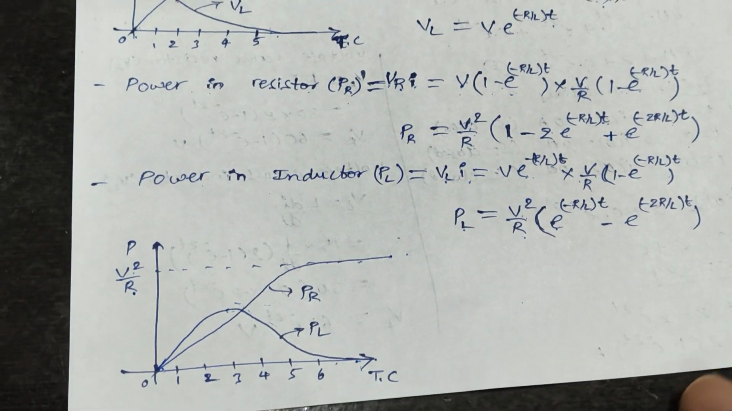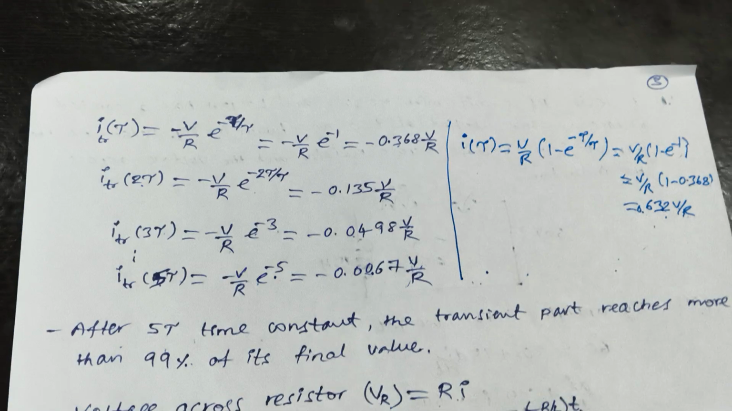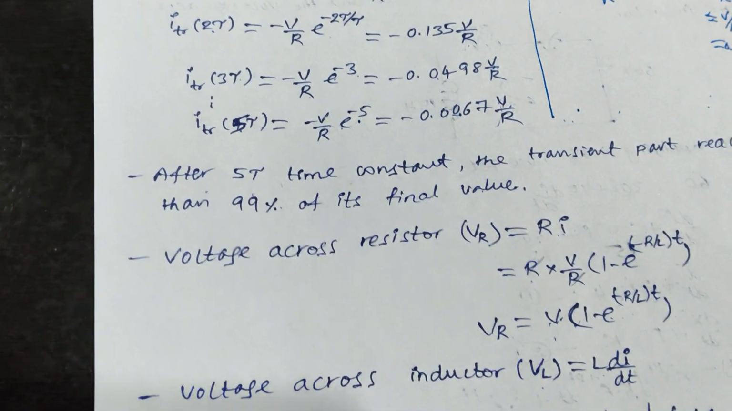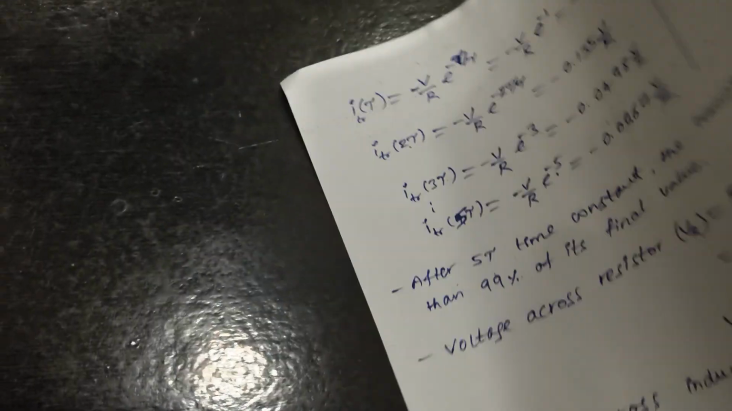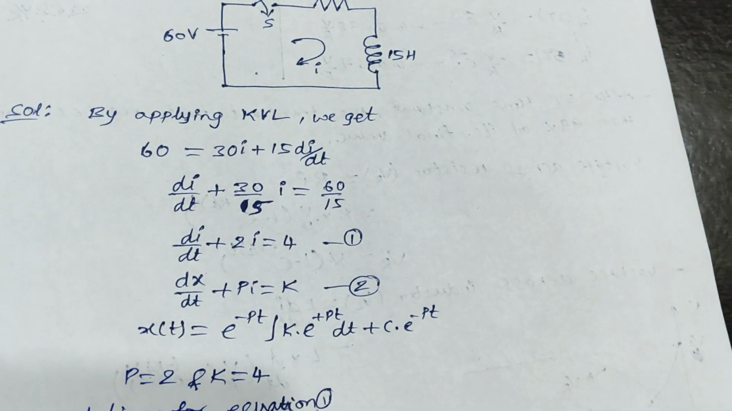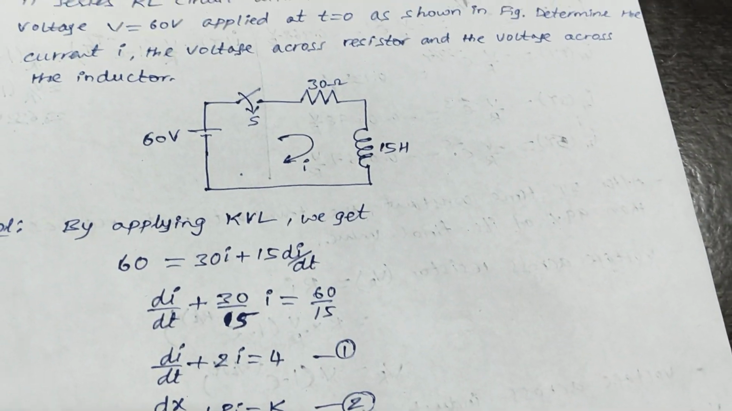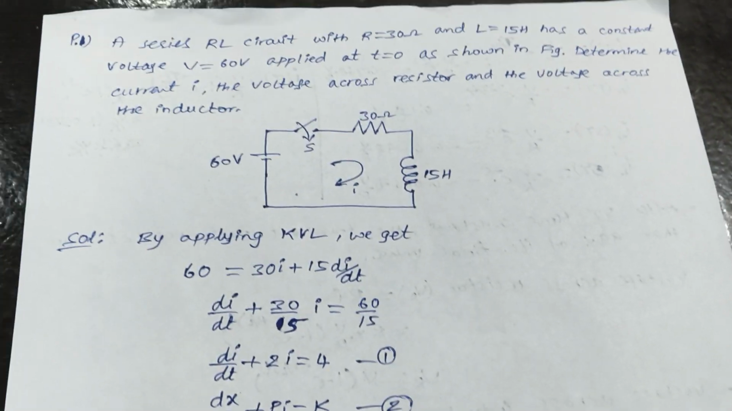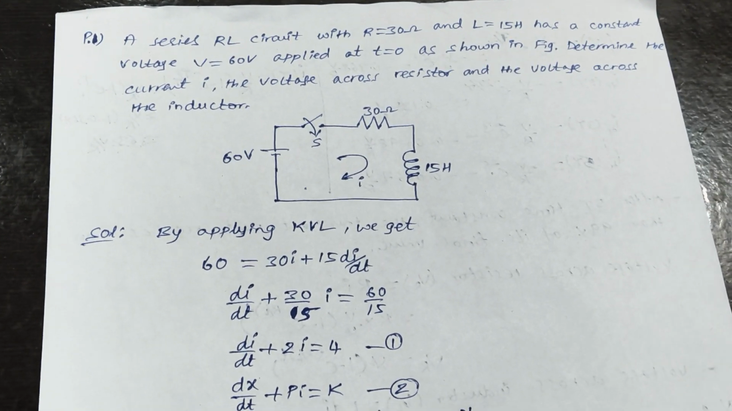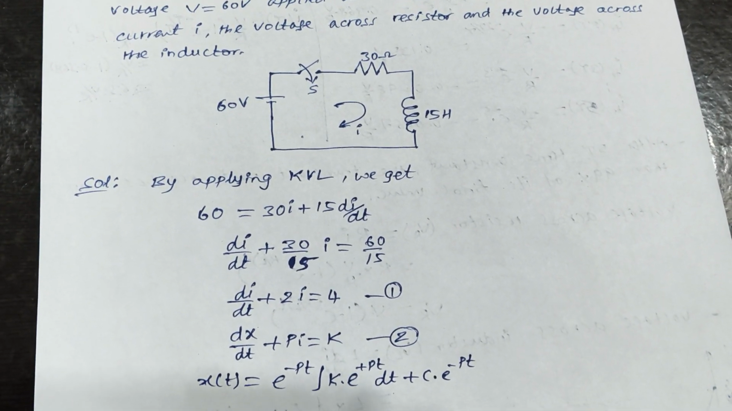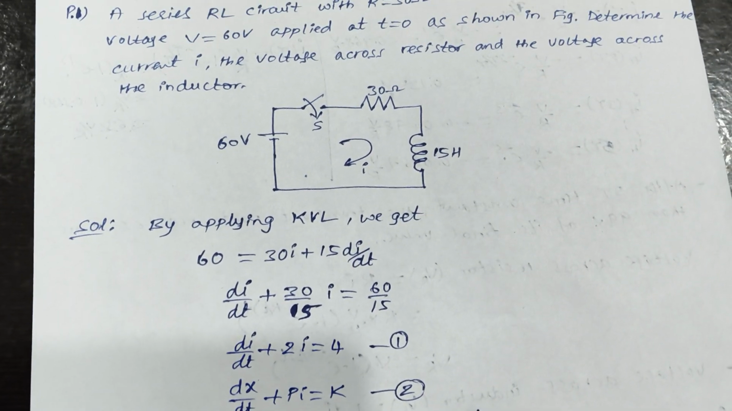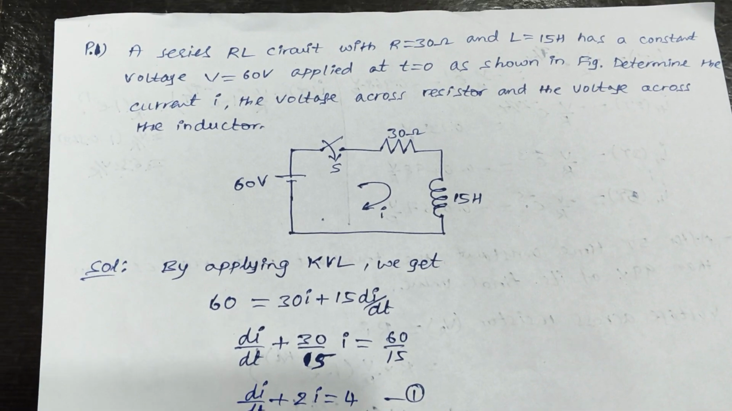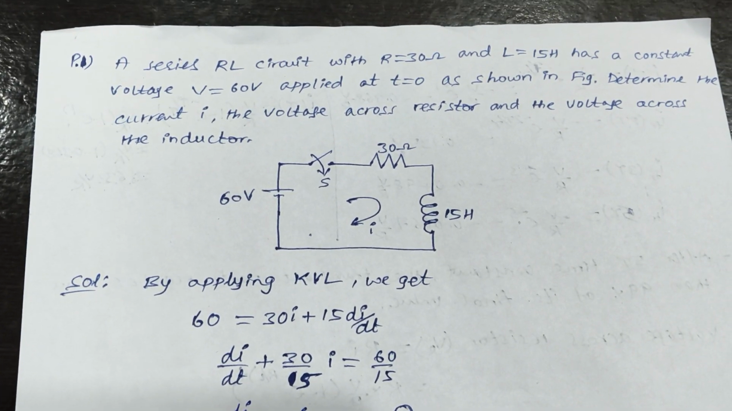This is all about the DC response of series RL circuit, where we have seen the complete analysis of current response, voltage across resistance, voltage across inductance, power in resistance and power in inductor. So based on that derivation, we'll see one problem also.